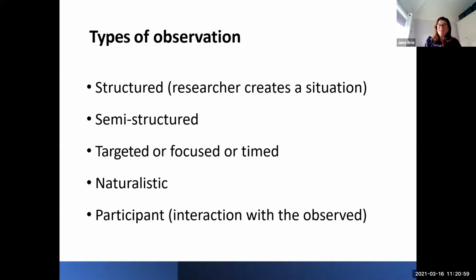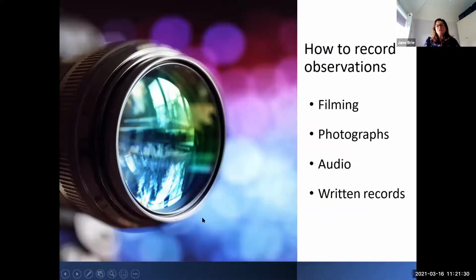And it could be a participant observation. So it might not be just that the researcher or the practitioner is observing and making notes, keeping away from the child or the group of children. It could be that they are participating, so they are engaging with the child or the children during the observation as well.